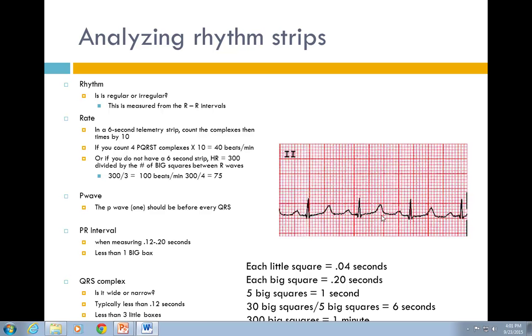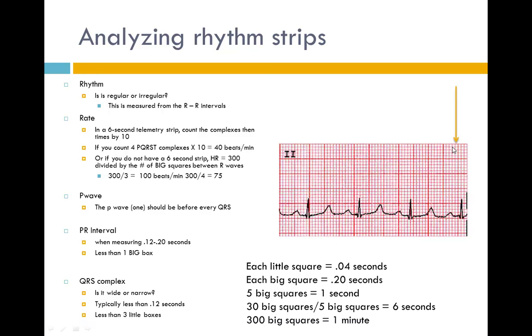Or if I didn't know this actually was a 6-second strip, then I'm going to have to use some more math. So now we're going to talk about the little squares here. Each little square is 0.04 seconds, and each big square is 0.2 seconds. 5 of those big squares or boxes are 1 second. 30 of those big squares is 6 seconds total. And a total of 300 big squares would give us a whole minute. So if you had a long strip and we counted out all those big squares and they equaled 300, that whole strip would equate to 1 minute of actual electrical functioning, so we could take the rate. But we're not going to do that because that wastes paper.